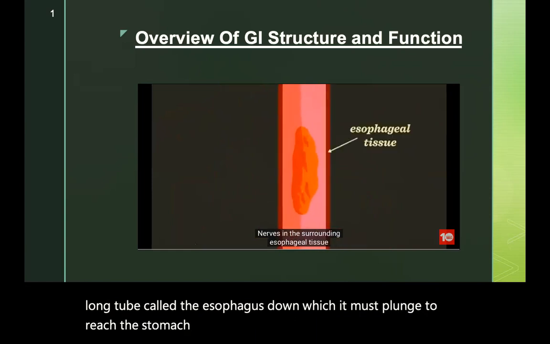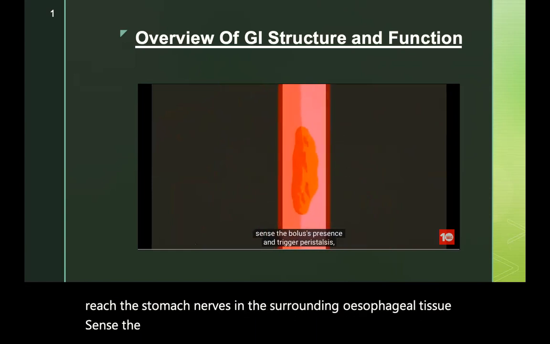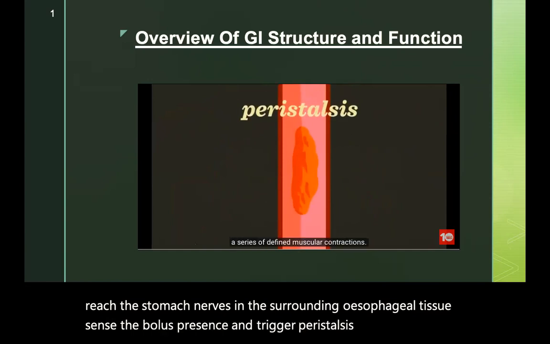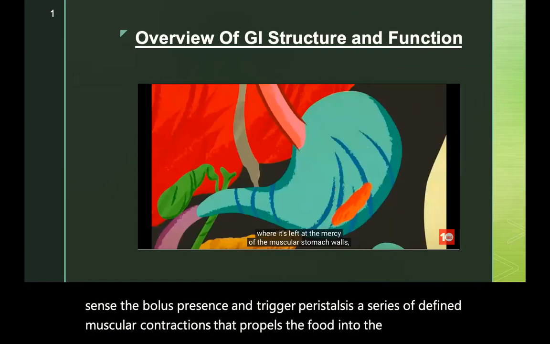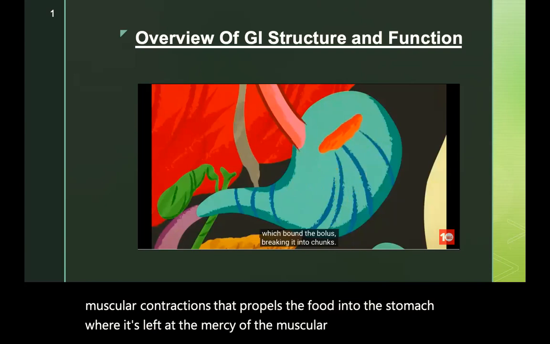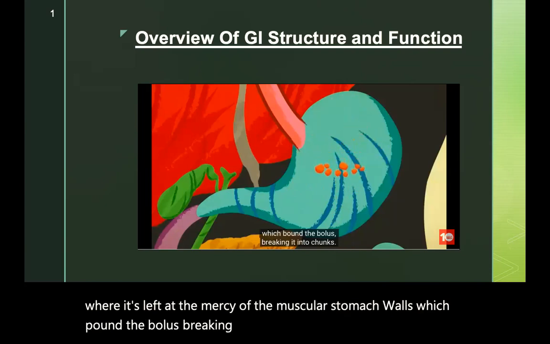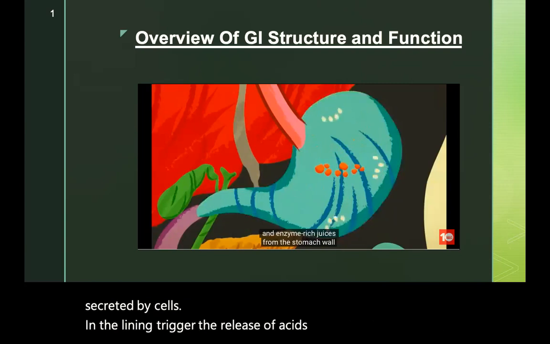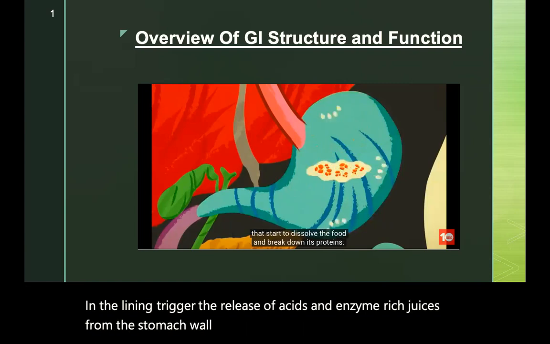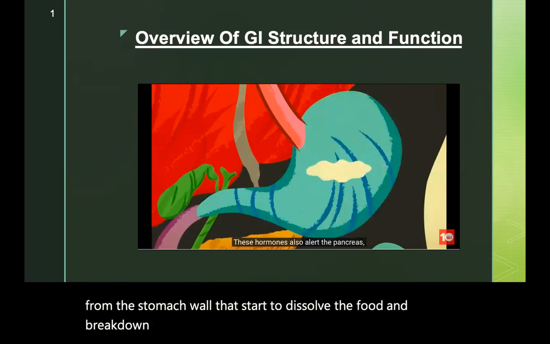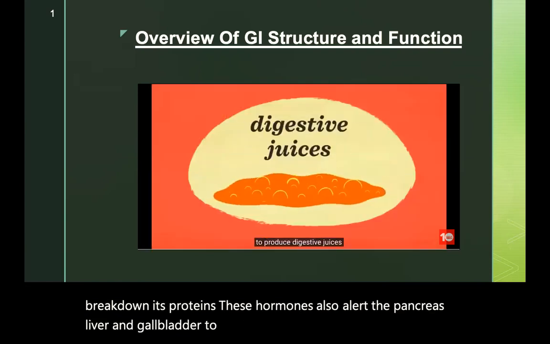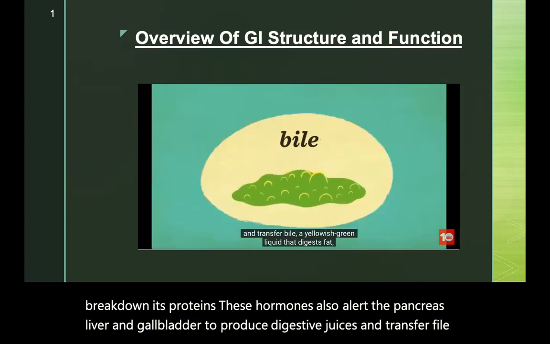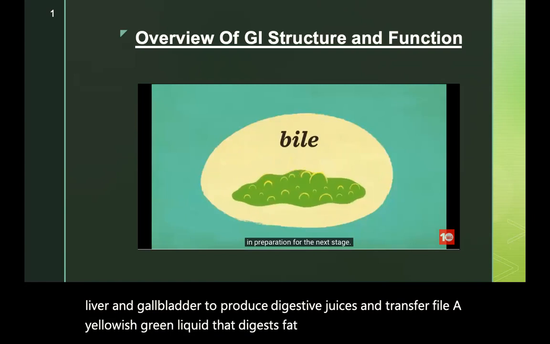Nerves in the surrounding esophageal tissue sense the bolus's presence and trigger peristalsis, a series of defined muscular contractions. That propels the food into the stomach, where it's left at the mercy of the muscular stomach walls, which pound the bolus, breaking it into chunks. Hormones secreted by cells in the lining trigger the release of acids and enzyme-rich juices from the stomach wall that start to dissolve the food and break down its proteins. These hormones also alert the pancreas, liver, and gallbladder to produce digestive juices and transfer bile, a yellowish-green liquid that digests fat, in preparation for the next stage.